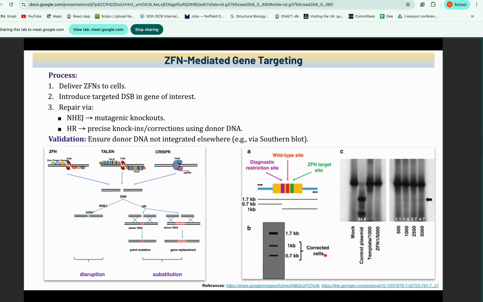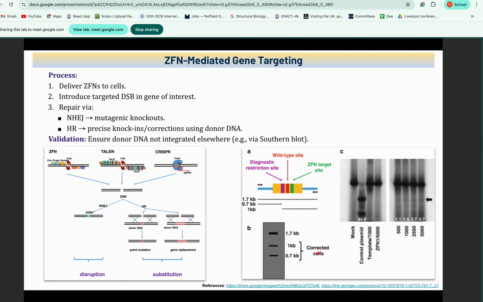So in this case, these are the corrected cells, 1 kb and 0.7 kb. For example, our normal DNA was 1.7 kb. After the zinc finger nucleases, we have done double strand breaks. Now what we want is that it should break down into 1 kb and 0.7 kb. So whenever I run it in the gel, I must see in the control only one band, which will be for the 1.7 kb size.